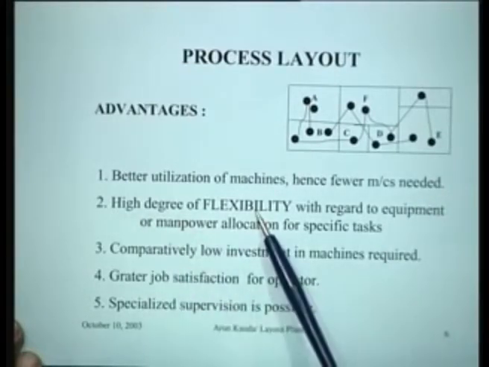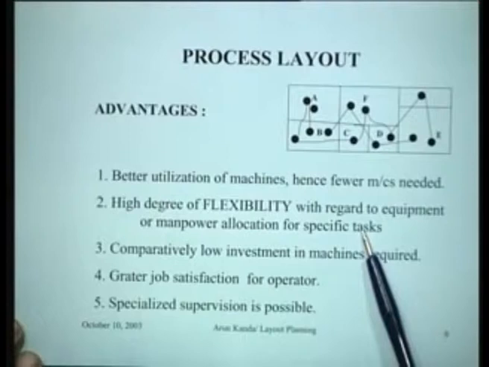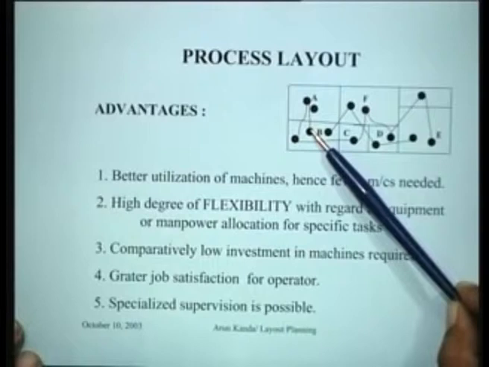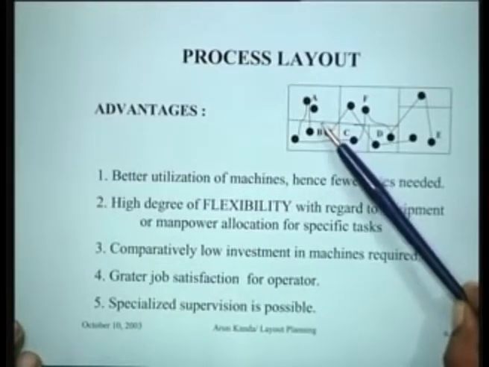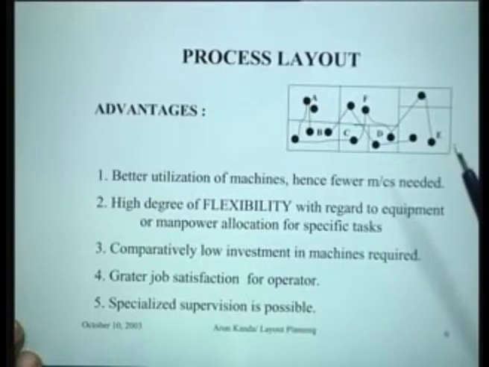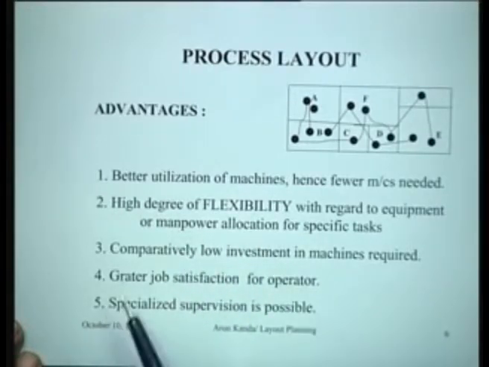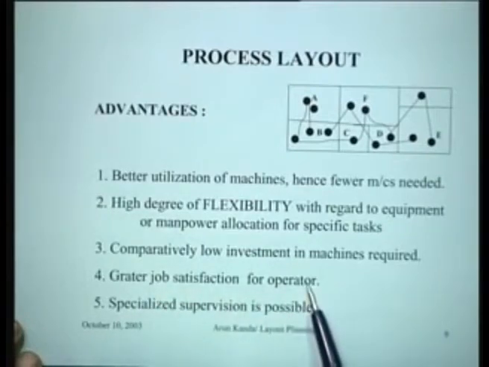There is a high degree of flexibility with regard to equipment or manpower allocation for specific tasks. What does this mean? If a job comes to a department of the milling machines, there is often a choice. It can be put on either machine 1 or machine 2 or machine 3, because they are all capable of doing the operation, and it can be given to different operators depending upon their skills. So you have this flexibility with regard to both equipment and manpower allocation for specific tasks. Comparatively low investment in machines is required. This follows from 1.